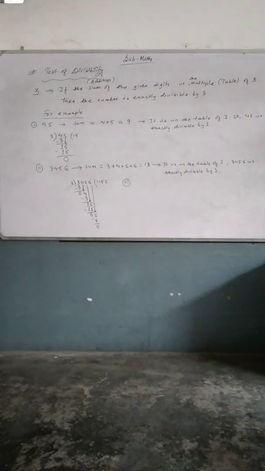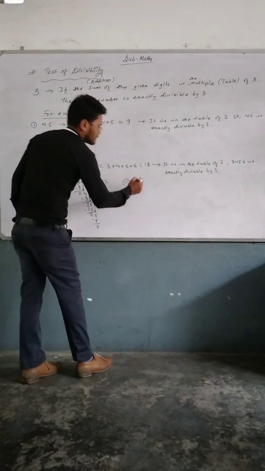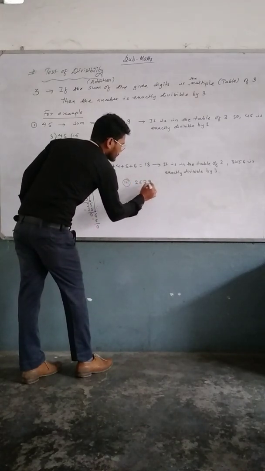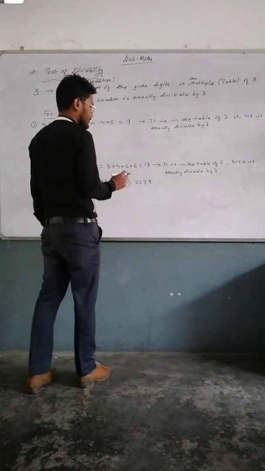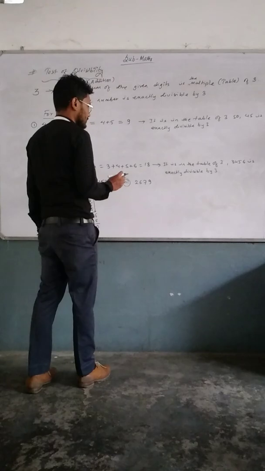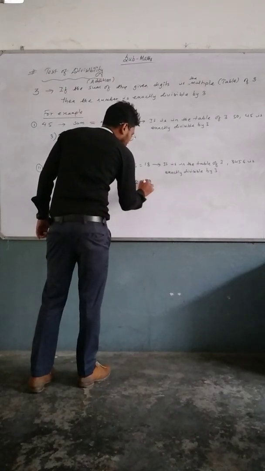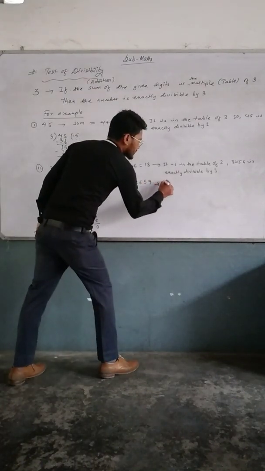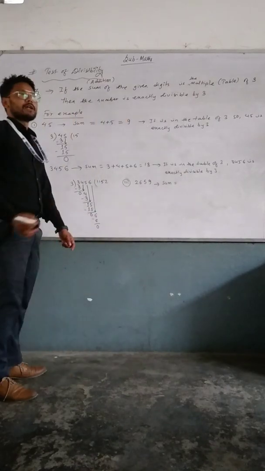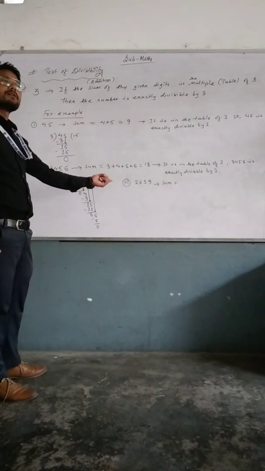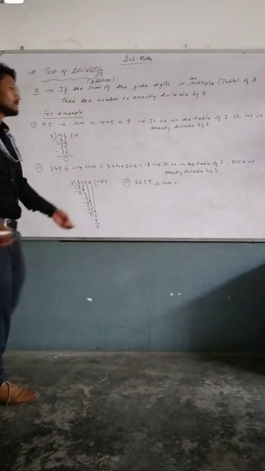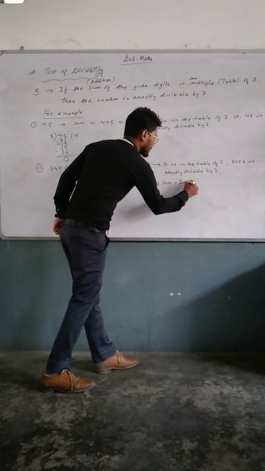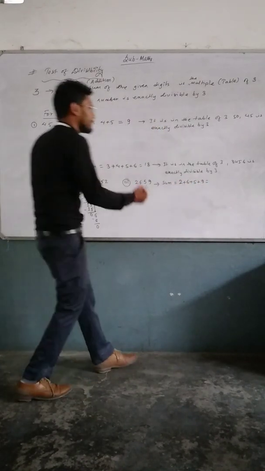Now let us take another number, the next number. First of all, let us do the sum of the given digits. Now what do you have to do here? At first, to check, addition of which numbers? 2, 6, 5, 9. Just put an addition sign between the numbers. 2 plus 6 plus 5 plus 9. Now you add these numbers.